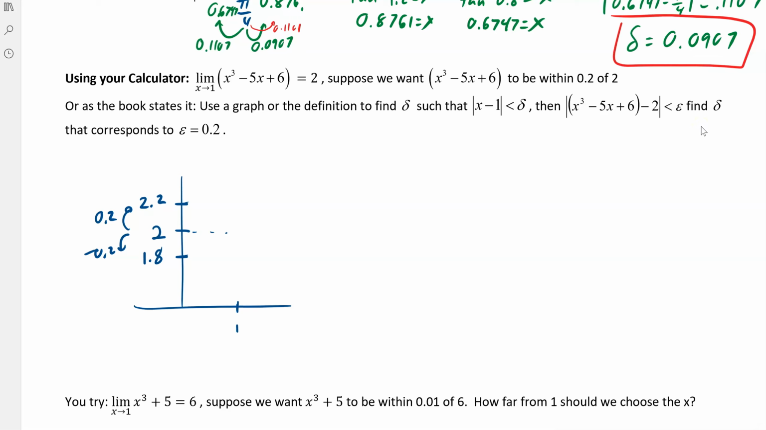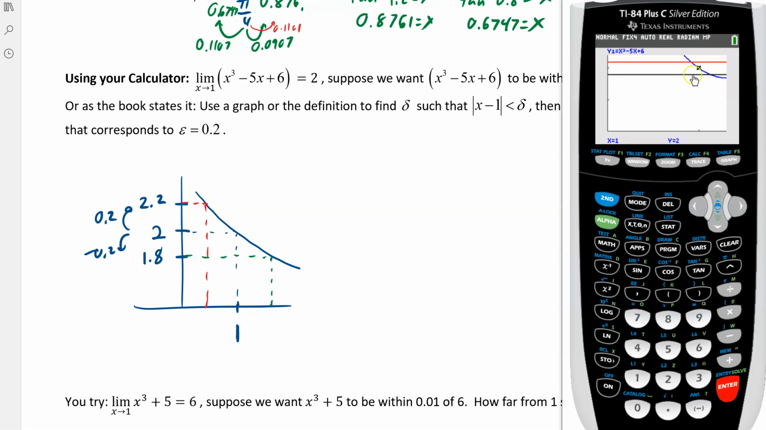So there's 1. And then our graph comes down like that through it. And we'll do the top one in red and the bottom one in green. And so now we know where our 1 is, and if we find the red and green points, we can then find our delta. So now if you look at the calculator, you can see it keeps going.